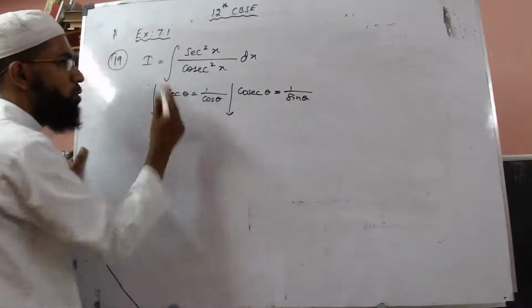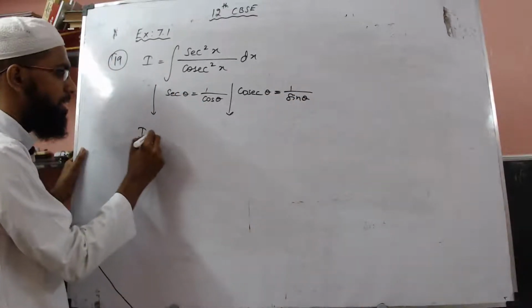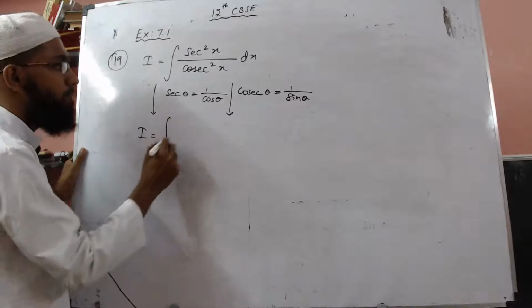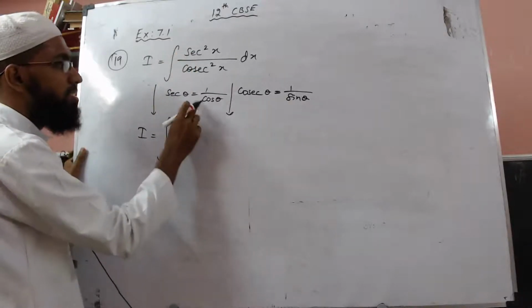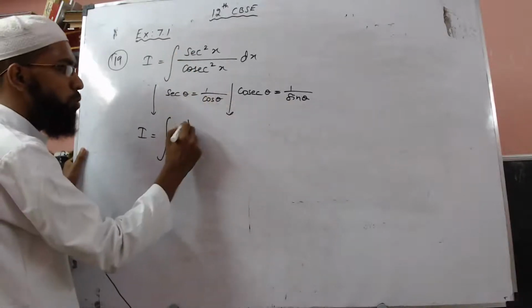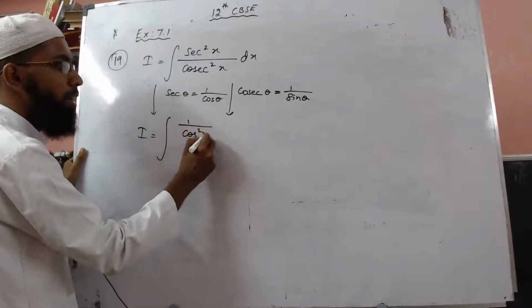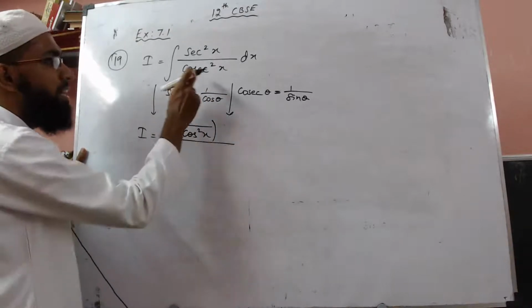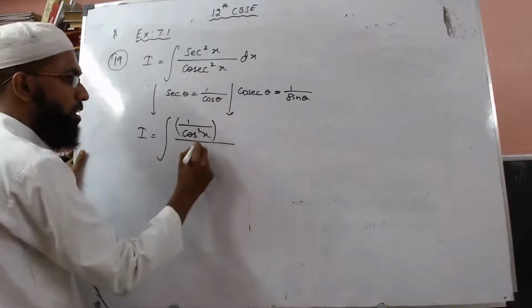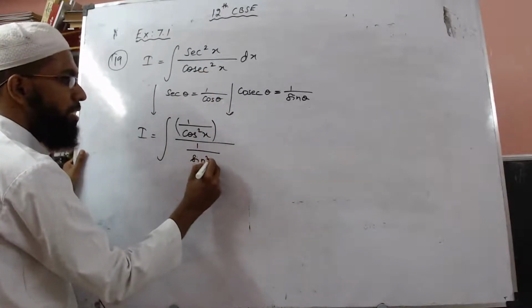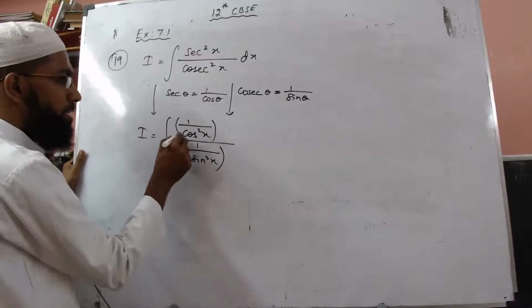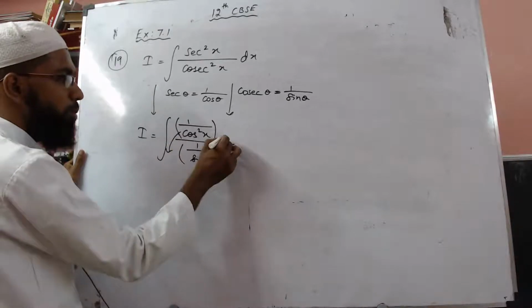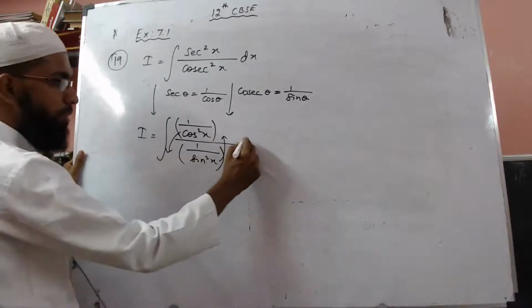If I use these two identities here, I can write it as integral of secant square. Secant means 1 by cos, so secant square is 1 by cos square x, divided by cosecant square, which is 1 by sin square x. Now bring this to the denominator and bring this to the numerator. So that's what we usually do.